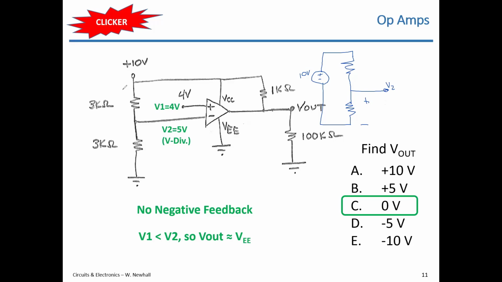Okay, so you have 10 volts across two 3K ohm resistors. If you do voltage division, V2 is equal to 10 times 3 over 3 plus 3. So use voltage division to figure out this voltage. This voltage here is V2, because that's the voltage between here and here. Okay.